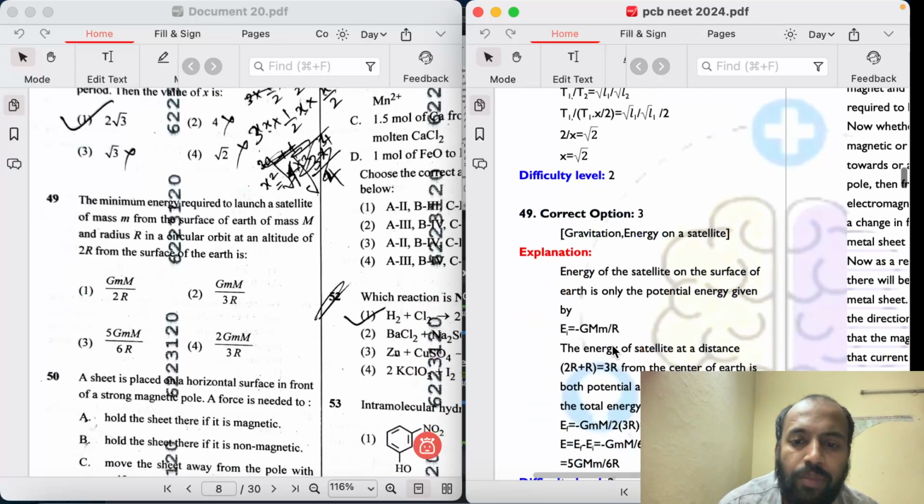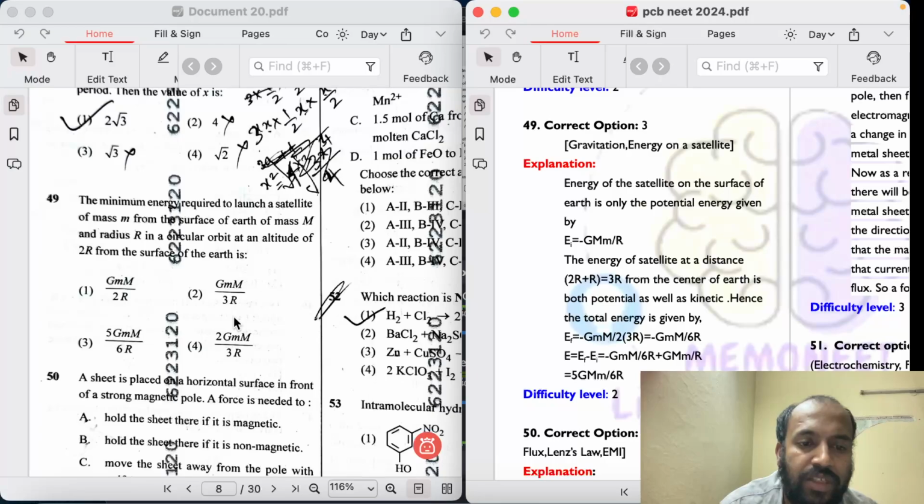Let's go into question number 49. It's about gravitation, and again it's not a very difficult question. It's a medium level, we can say. The minimum energy required to launch a satellite of mass m from the surface of the earth of mass M and radius r in a circular orbit at an altitude of 2r from the surface of the earth is.